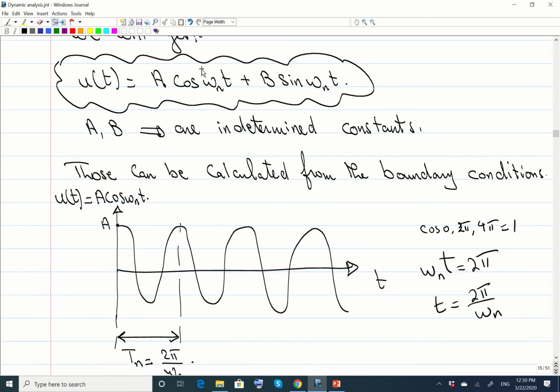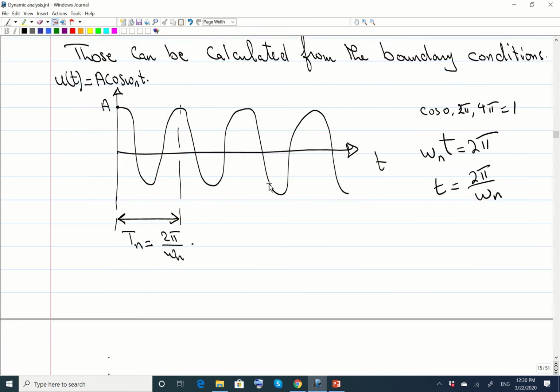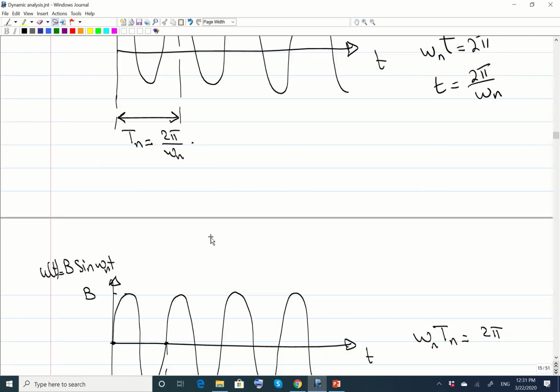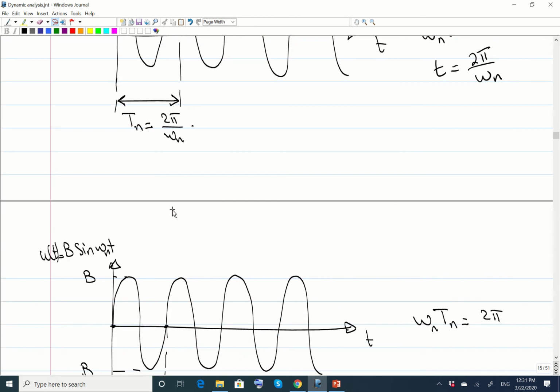The first part of the equation is A cosine omega n t. What about B sine omega n t? It's again an oscillating, harmonic function. It has the same period, 2 pi divided by omega n, but instead of starting with the value A, it starts with 0 and then oscillates to B, and then goes back to 0, negative B, 0, and so on. It's an oscillating function with the same period and the same frequency as the first one, but they are out of phase.